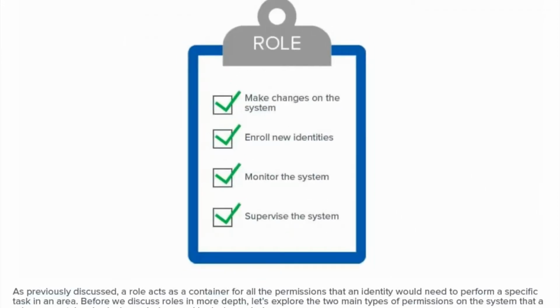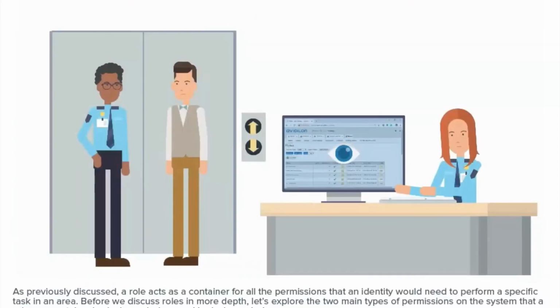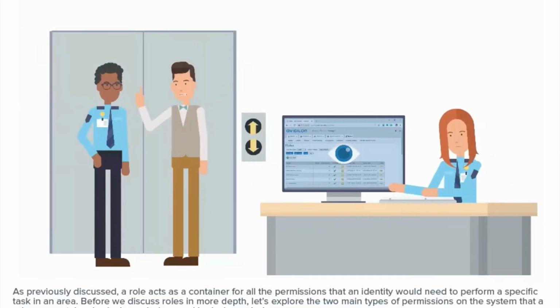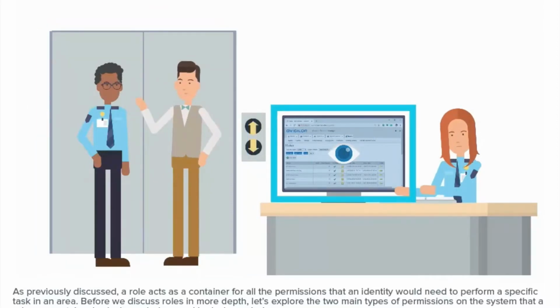As previously discussed, a role acts as a container for all the permissions that an identity would need to perform a specific task in an area. Before we discuss roles in more depth, let's explore the two main types of permissions on the system that a role can contain: physical permissions and logical permissions.